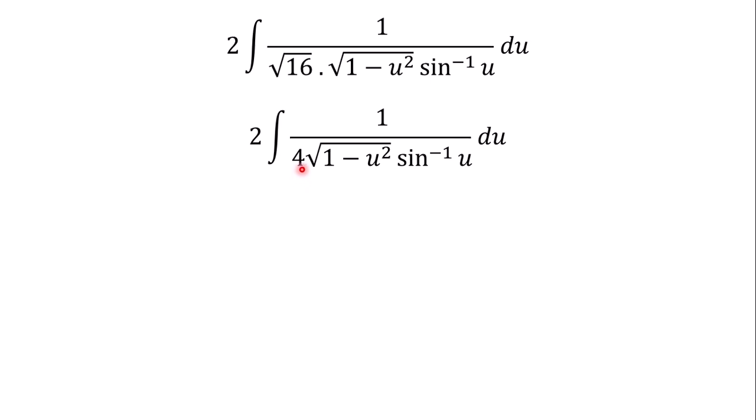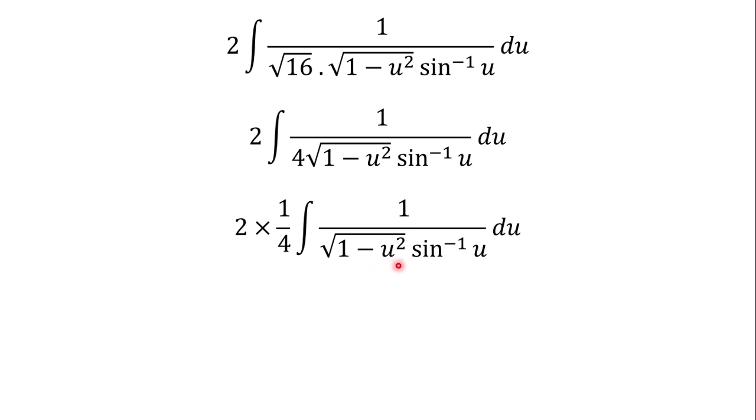This 4 here is constant. So I'm just going to bring it to the back here once again. But mind you, it is the denominator's position. So when we bring it out, it will be 1 over 4. And the moment we bring it out, it will multiply this 2 here. So you're going to get 2 times 1 over 4, the indefinite integral of 1 over square root of 1 minus u squared times sine inverse of u du.